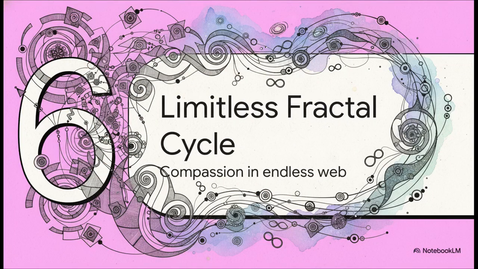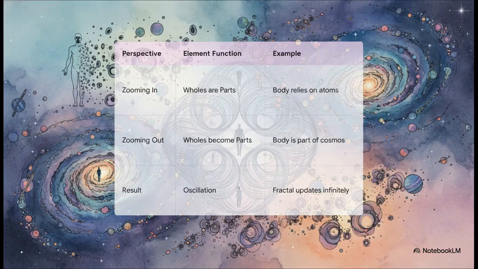Finally, we reach Section 6, the limitless fractal cycle, timeless compassion in the endless web. Let's zoom out for Step 11, the final stage of our logic engine, the infinite regression and progression of reality. And this brilliantly illustrates the whole shebang. If you zoom in, wholes are made of parts. An aggregate physical body relies on atoms. But those atoms? They're made of even smaller parts, ad infinitum. There is no ultimate bedrock.